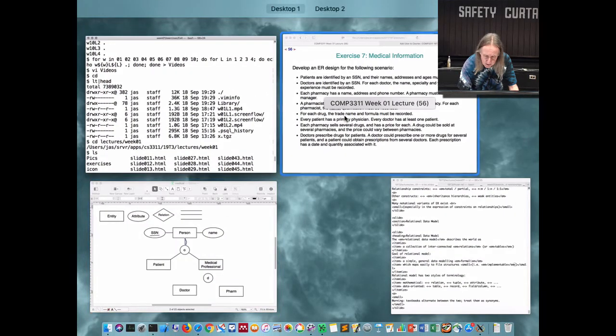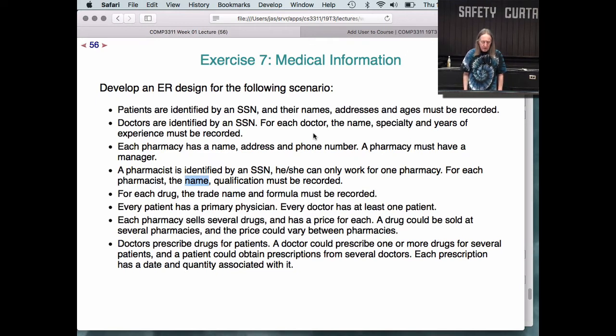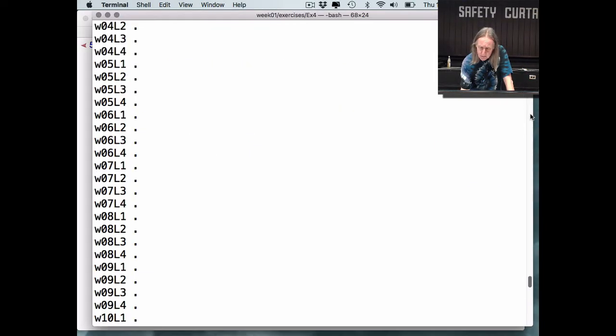Where is it? Here. So, you're asking about pharmacists managing a pharmacy? Is that right? Each pharmacy, a pharmacy must have a manager. Oh yes, good point. I was kind of assuming that the pharmacist at a pharmacy would be the manager. You're potentially right. We could have a separate manager type who would not be a medical professional and would not be a patient. Yeah, all right. Let's add them. That sounds fair enough to me.